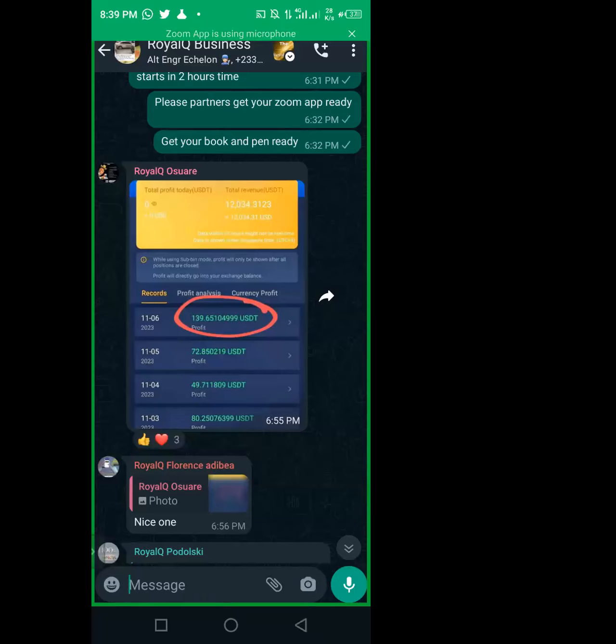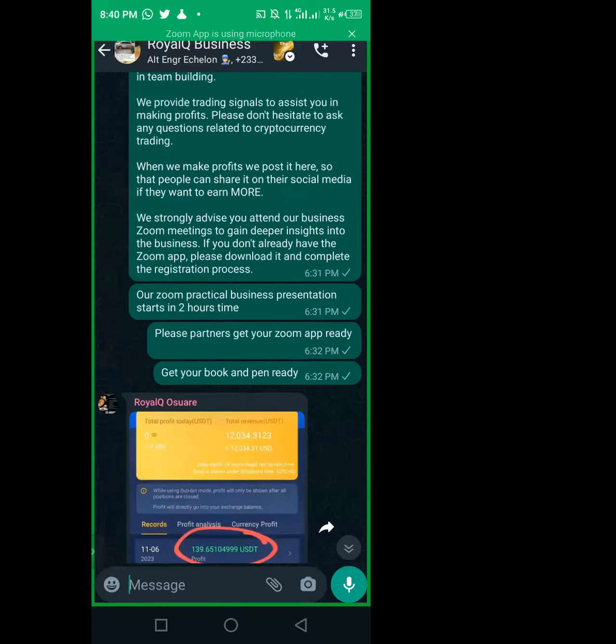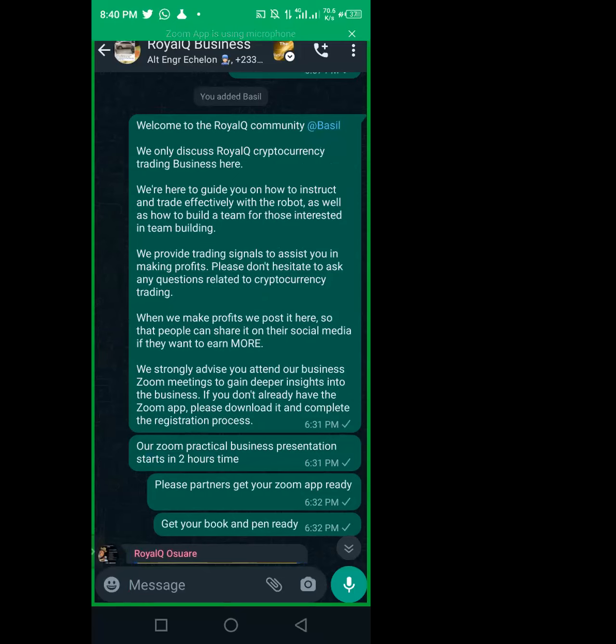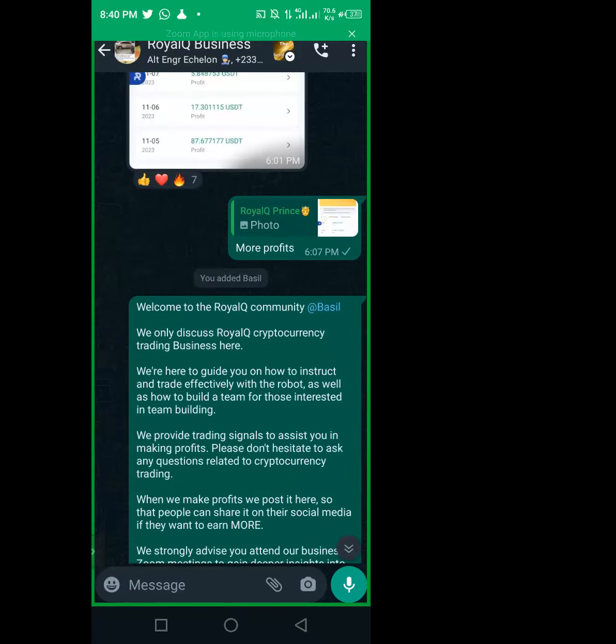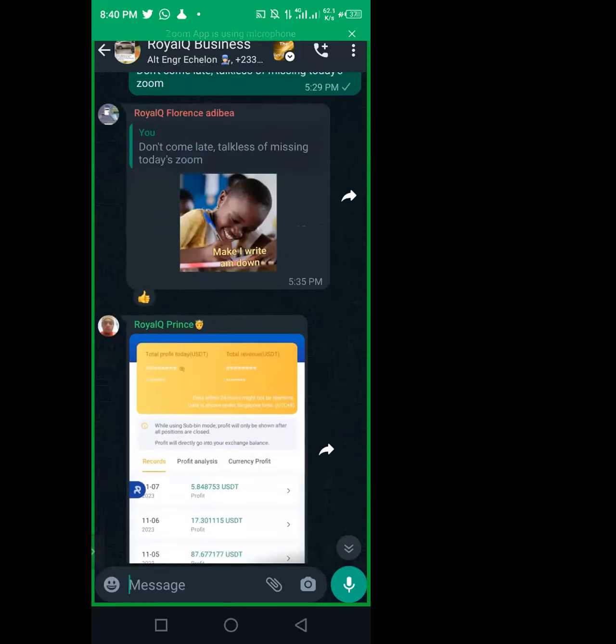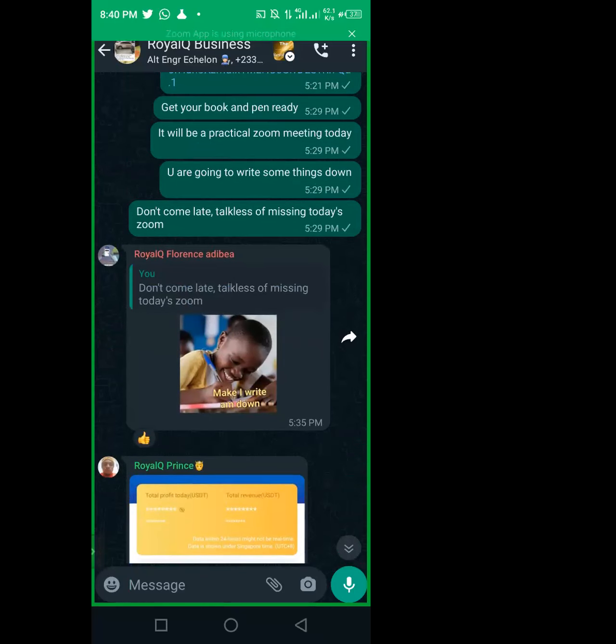So now, as prices of crypto are increasing, I know most of the people here started RoyalQ in the bear season. So we have used margin calls. Some people have used like 20 margin calls, 40 margin calls, 15 margin calls.